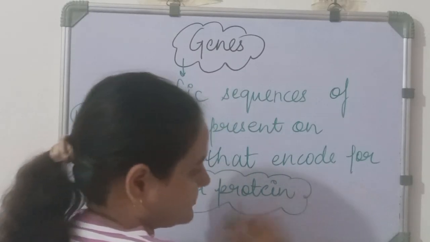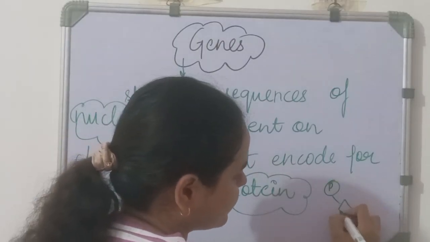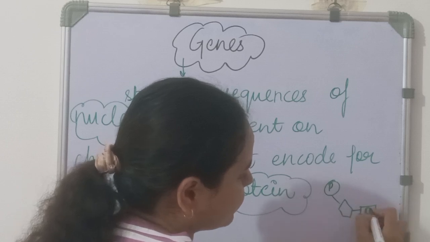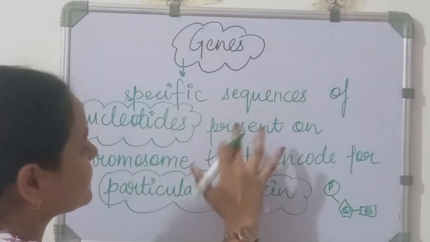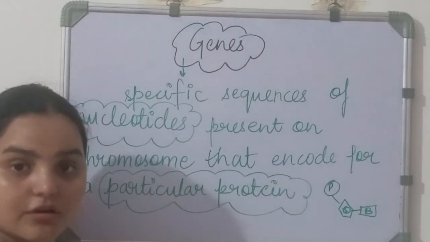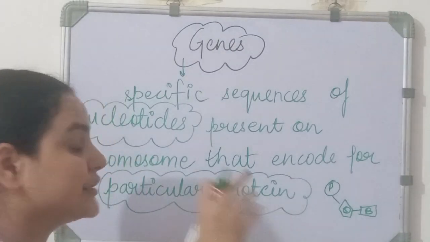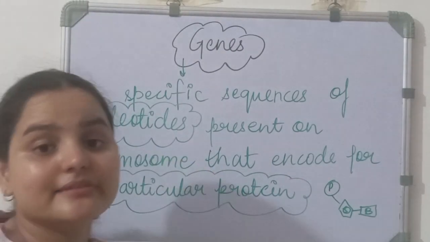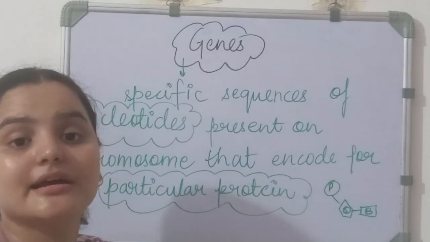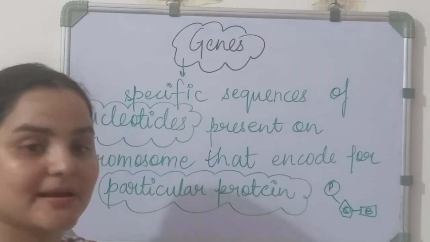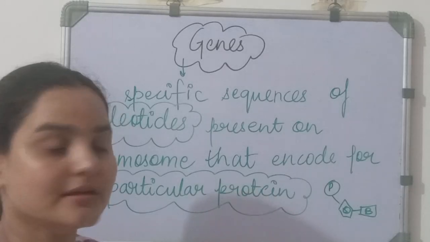Like we studied about the nucleotide: phosphate, pentose sugar, and here was our base. So these are just the sequences of nucleotides which are present on the chromosomes and which are encoding for a particular protein, and that particular protein is giving a specific feature to our body, and that specific feature is identifying our specific characters. I hope these genes are very simply clear.